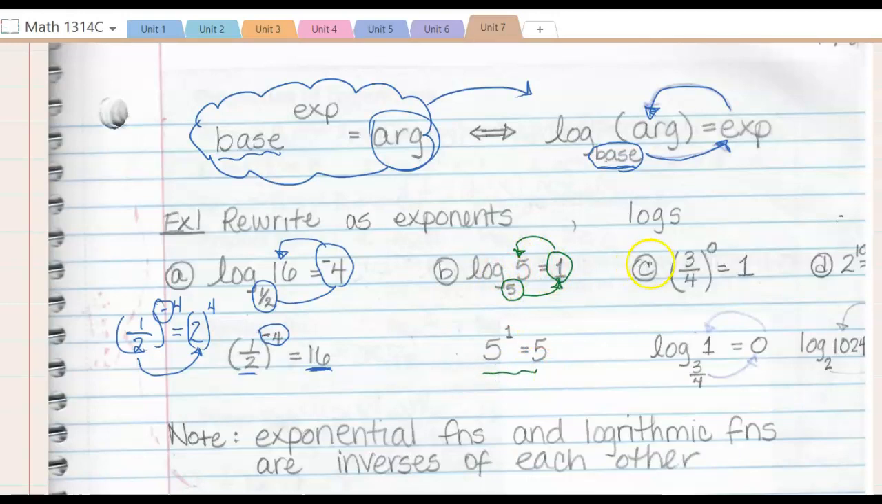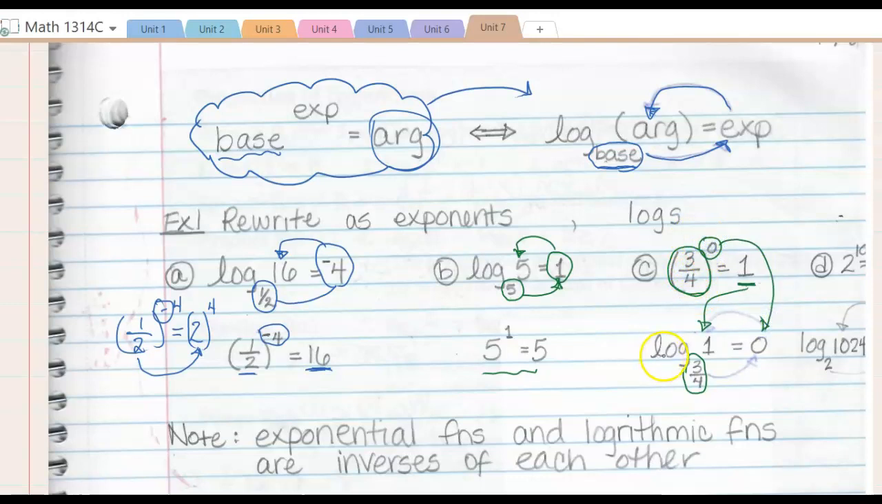Let's go to part C. Now what we're going to do is rewrite our exponential problem into logs. So we're going to first identify our base. That's this one right here. So we're going to say log to base 3/4 of our argument. That's our 1. That's why it came into here. Is equal to our exponent.